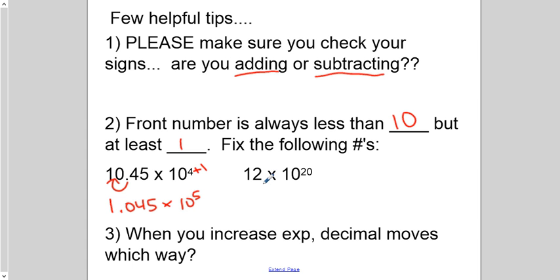Same thing right here. This looks pretty good, except for 12 is too big. So I've got to slide that decimal back, and it would be 1.2 times 10 to the 21st. Because if I slide it back 1 spot, I've got to add 1 onto it. And when you increase an exponent, the decimal moves which way? Well, we increase the exponent right here, and you see the decimal moved to the left.